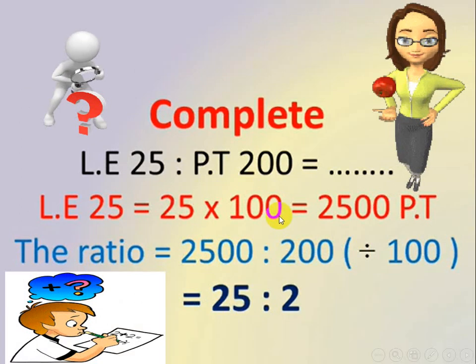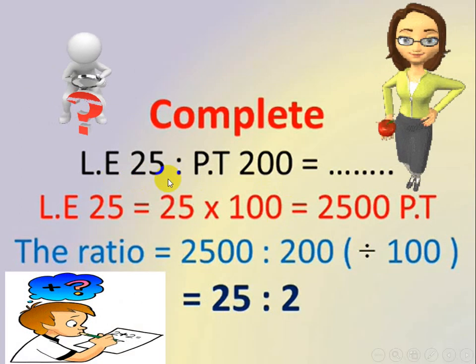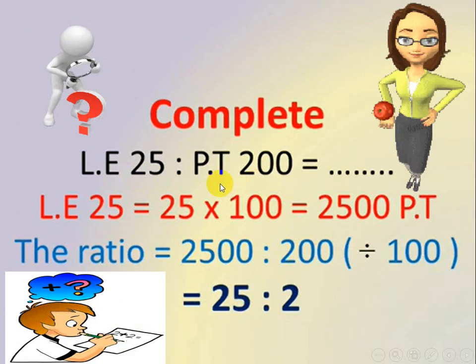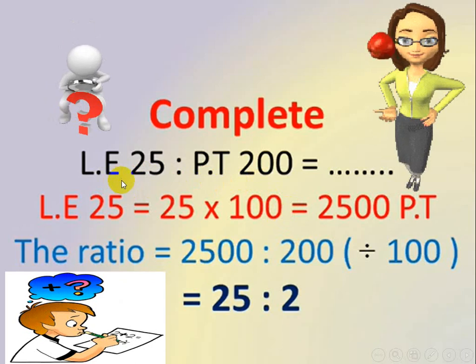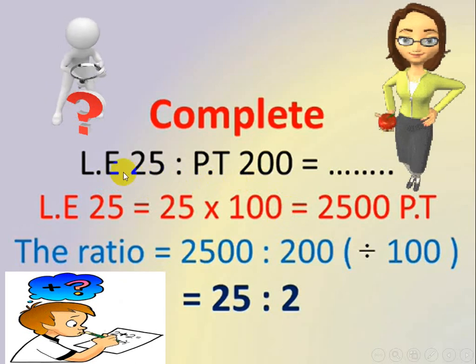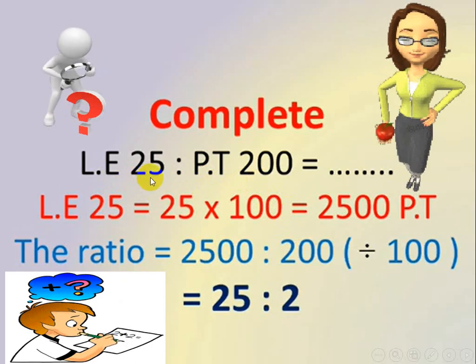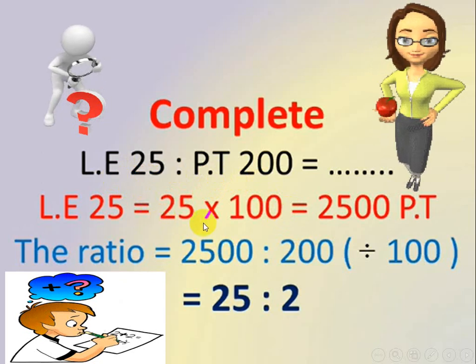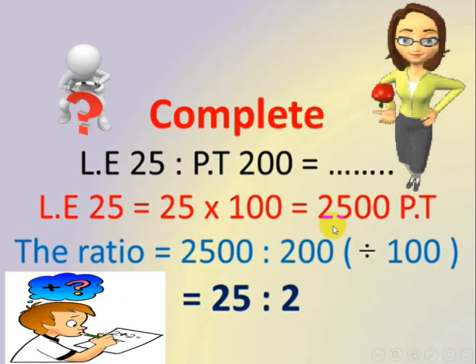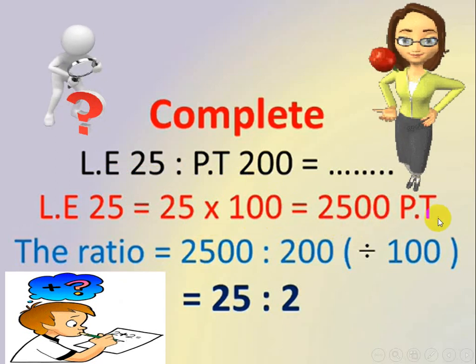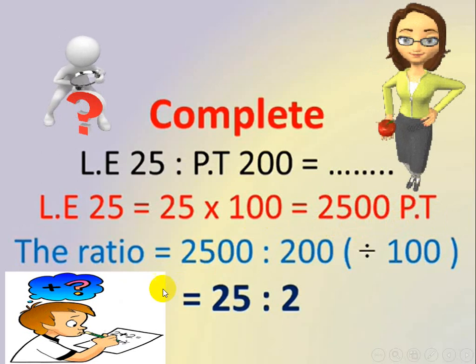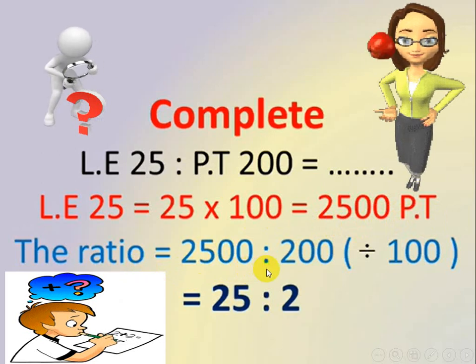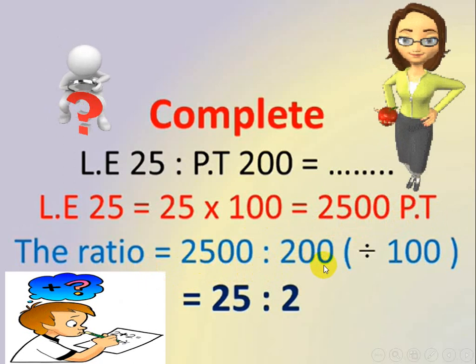The next example, 25 pounds to 200 piastres. The two units are different. I'll convert the pounds into piastres. You know, 1 pound equals 100 piastres. So 25 pounds equals 25 times 100 equals 2500 piastres. The ratio will be 2500 piastres to 200 piastres.